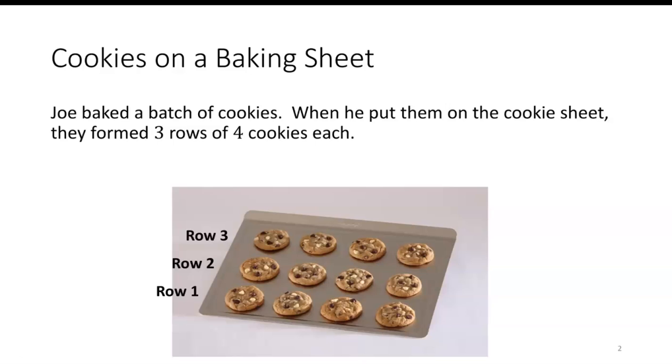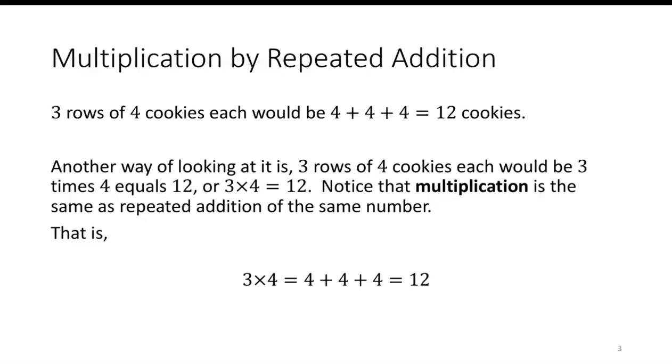Joe baked a batch of cookies. When he put them on a cookie sheet, they formed 3 rows of 4 cookies each. 3 rows of 4 cookies each would be 4 plus 4 plus 4, or 12 cookies. Another way to look at it is 3 rows of 4 cookies each would be 3 times 4 equals 12, or 3 with the cross 4 equals 12.